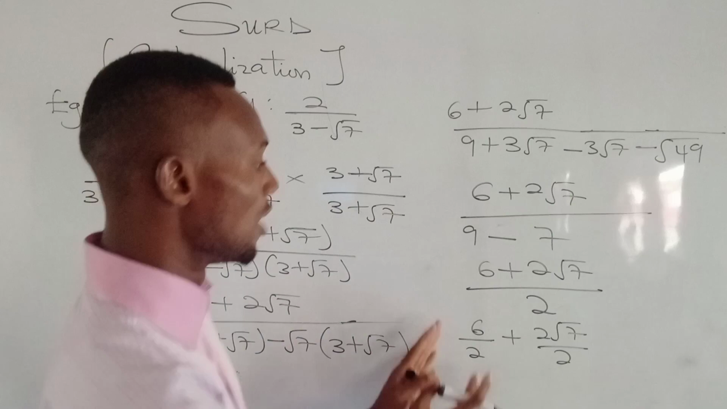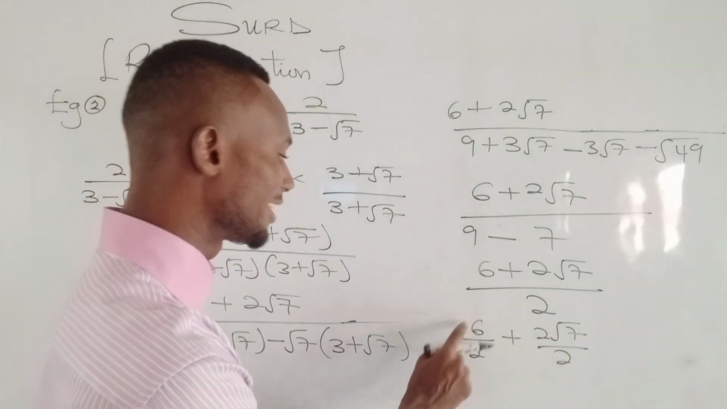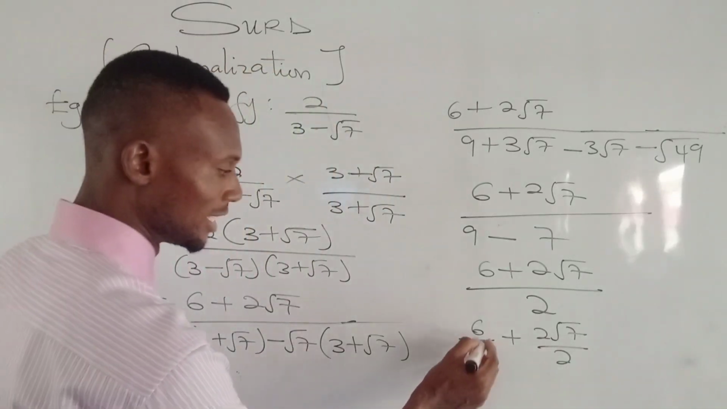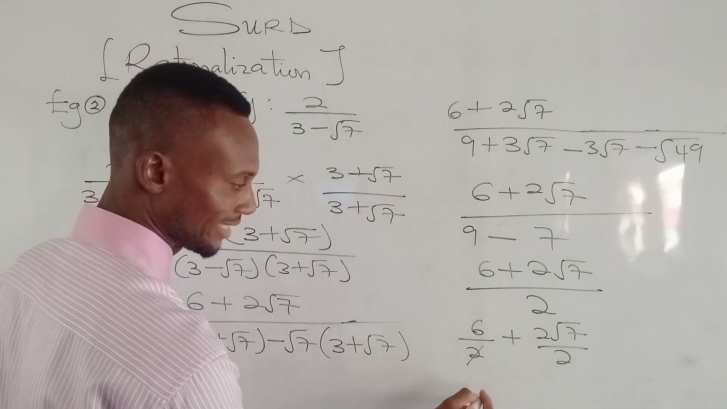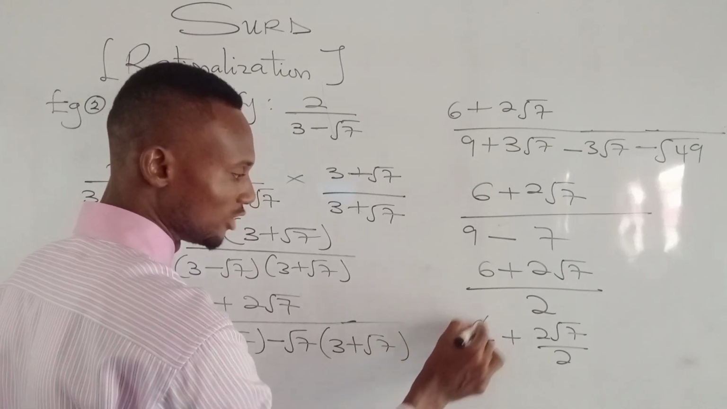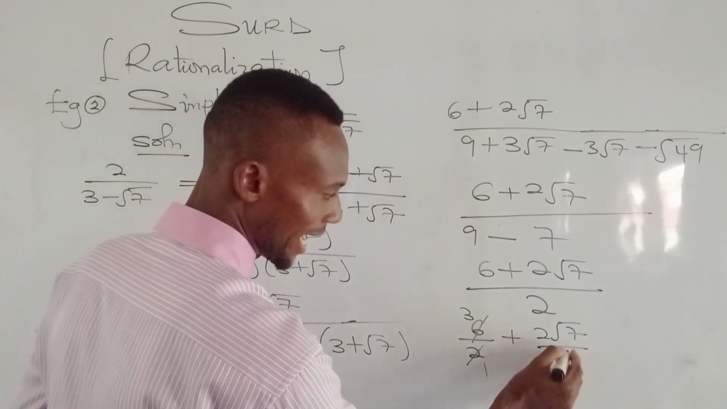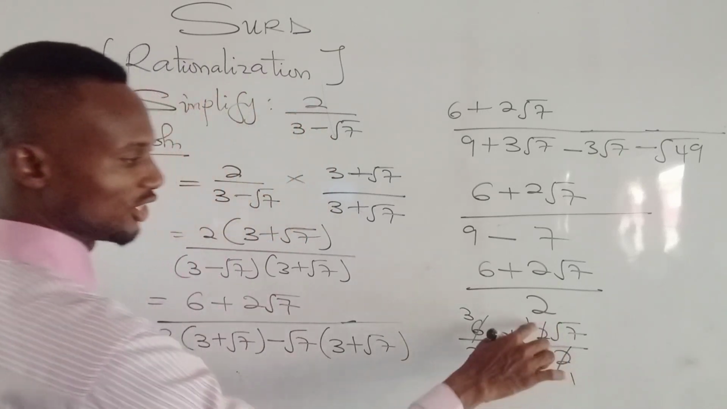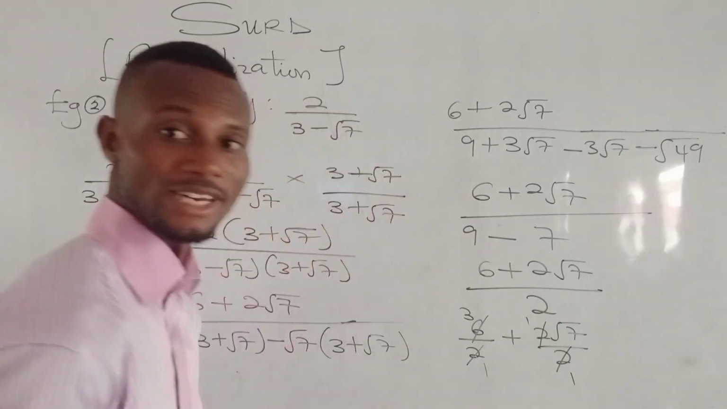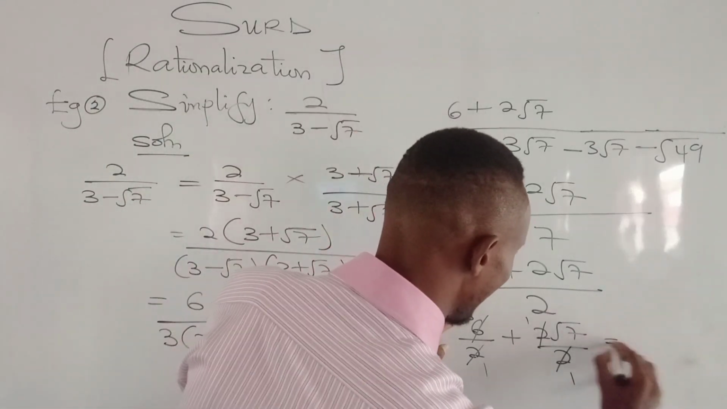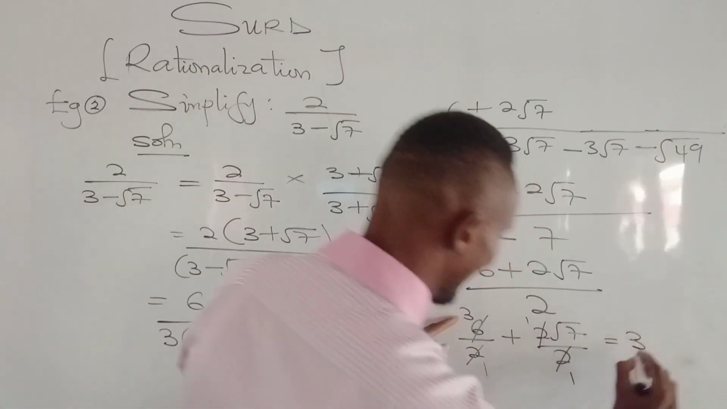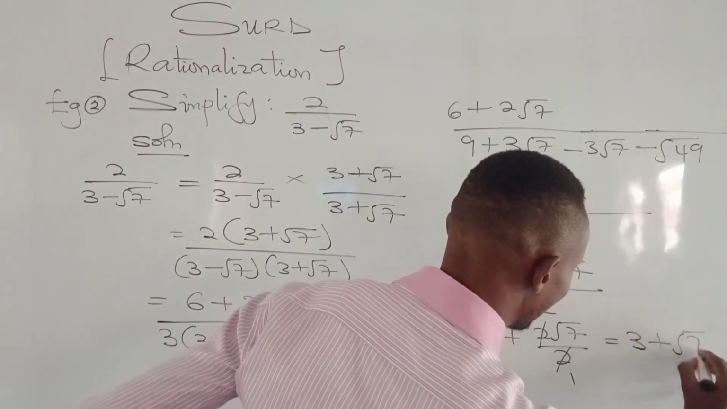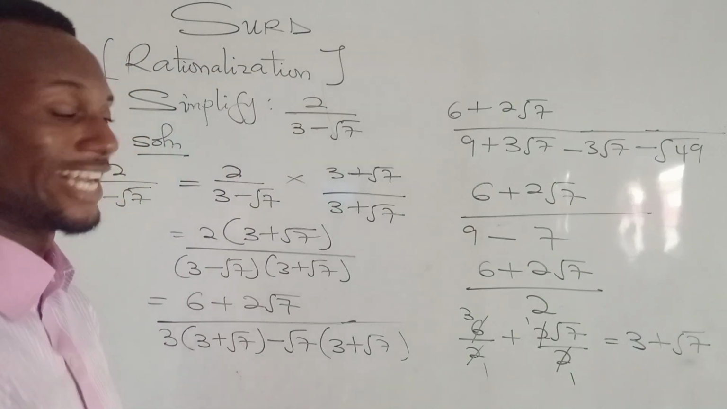So we can separate them by writing it as 6 over 2 plus 2 root 7 all over 2, so that these 2s can simplify. The 2 goes into 6 three times, and 2 goes into 2 once. This 2 goes here 1 and here also 1, so this 2 and this 2 cancel away. So what we have left is 3 over 1, which is 3, plus what we have left here is root 7 over 1, which is root 7.